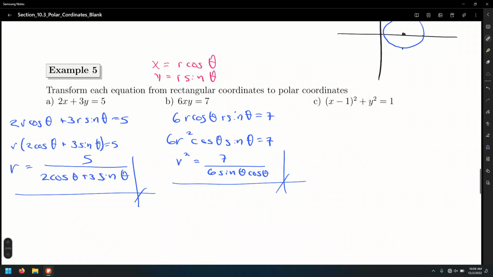So let's see what's next over here. What was I thinking of this anyway? All right. So the next example.